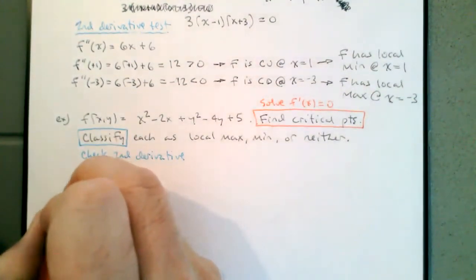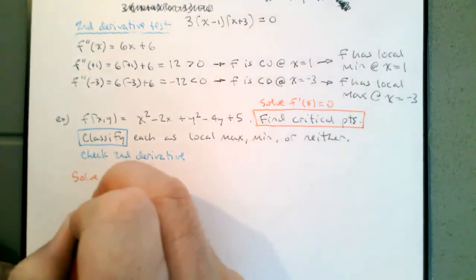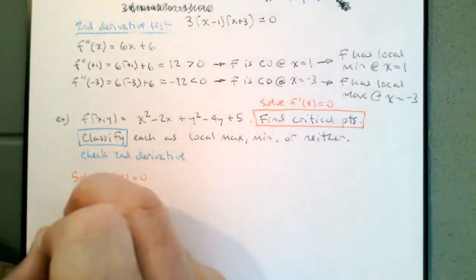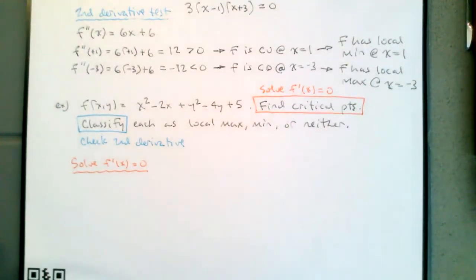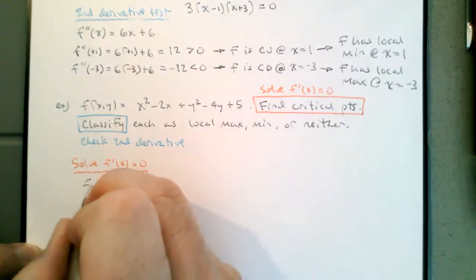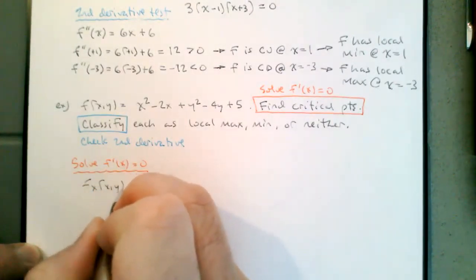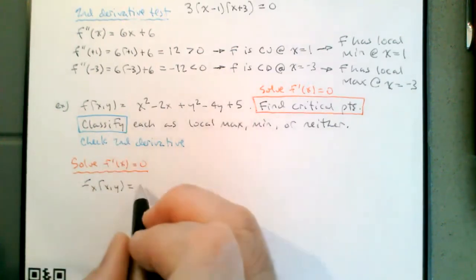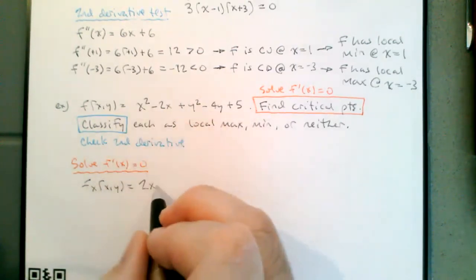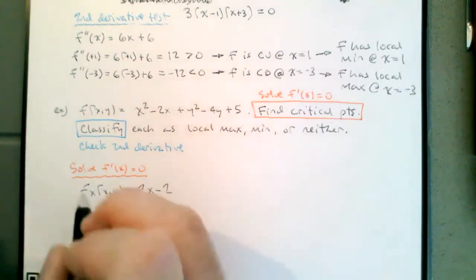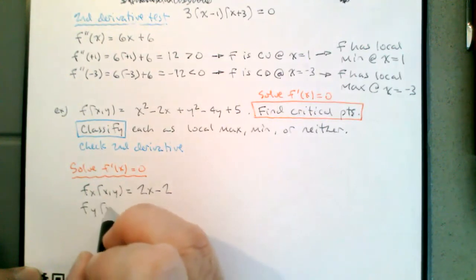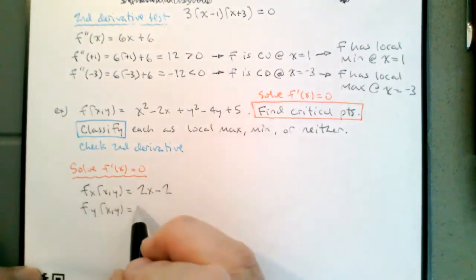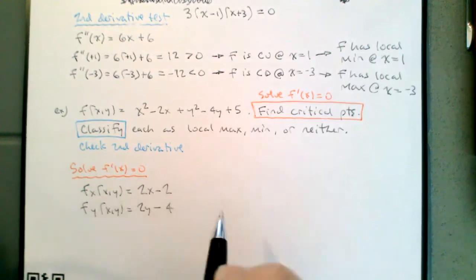So the first step, we want to find the critical points. We want to solve f prime of x equals 0. But we have to do this for a function of 2 variables. So we don't have an f prime of x. We've got 2 derivatives. We've got f_x of x,y, the derivative with respect to x, which is 2x minus 2. And we'll have a derivative with respect to y, f_y of x,y, which will be 2y minus 4.